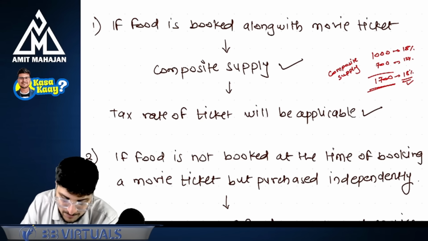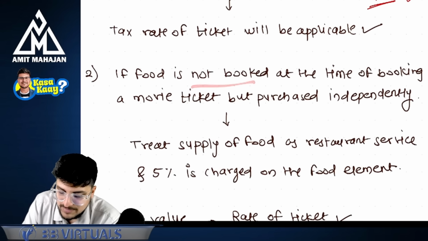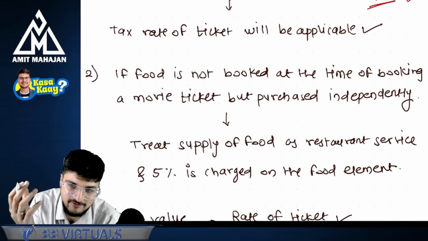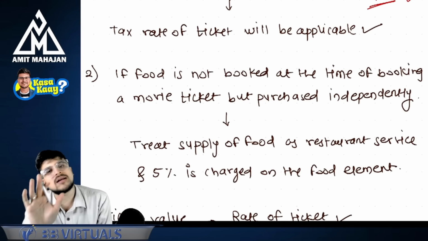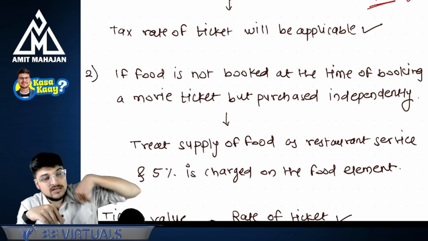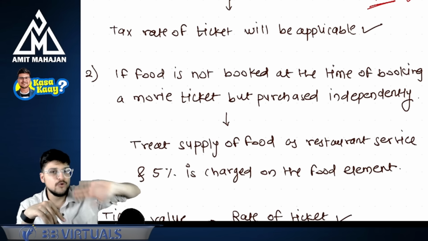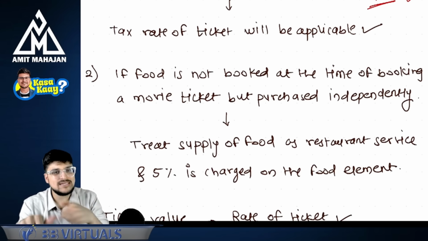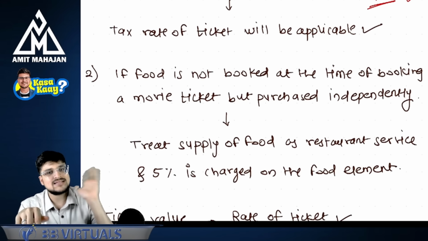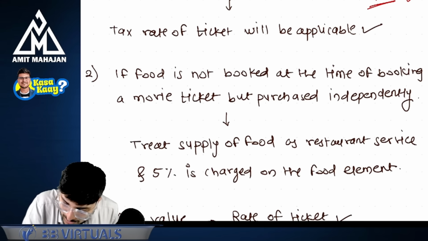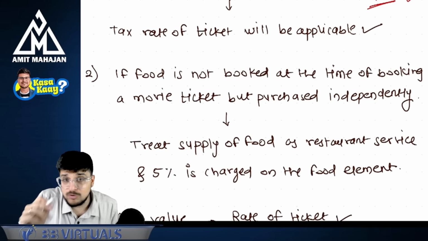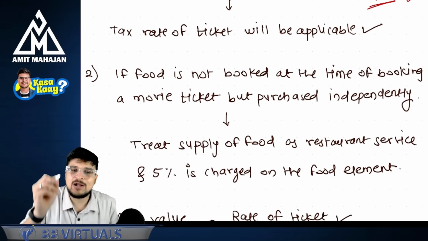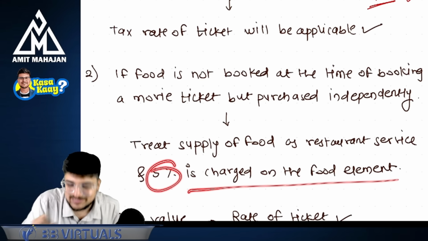But on the other hand, if food is not booked at the time of booking the movie ticket, which means when I went on Book My Show, I just booked a ticket, and when I went in the cinema hall, I purchased food, can I say everything will be independent now? The ticket will be taxed separately and food will be taxed separately. So treat supply of food separately, as restaurant service, and 5% GST will be applicable on that.